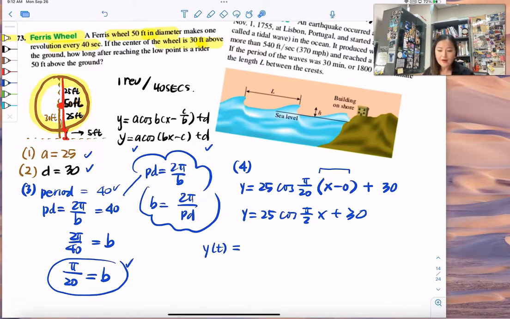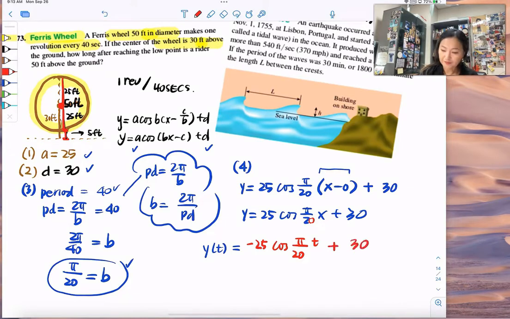And when you start this ride here, you're starting at the low point or the negative part. So see if you understand why. It would be negative 25 cosine, I made a mistake here, pi over 20 t, not x. I'm not going to put an x either. I'm going to put a t, because t makes more sense since we're doing it in terms of time, how long something is taking. Plus 30 here. So see if you understand this equation here.